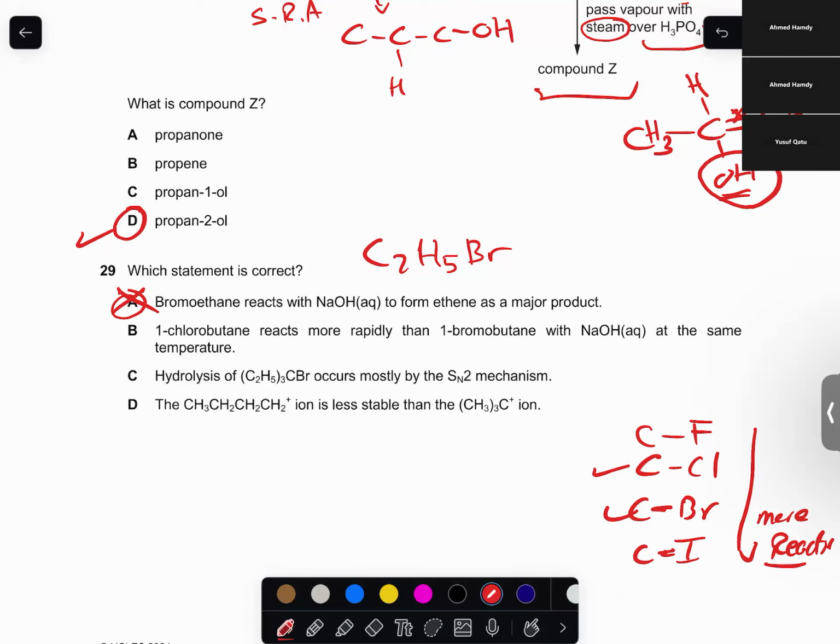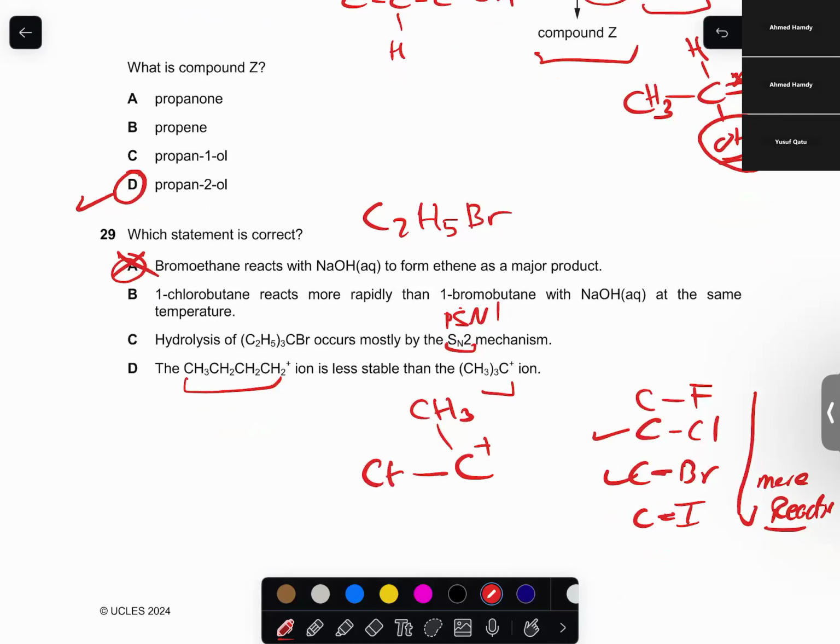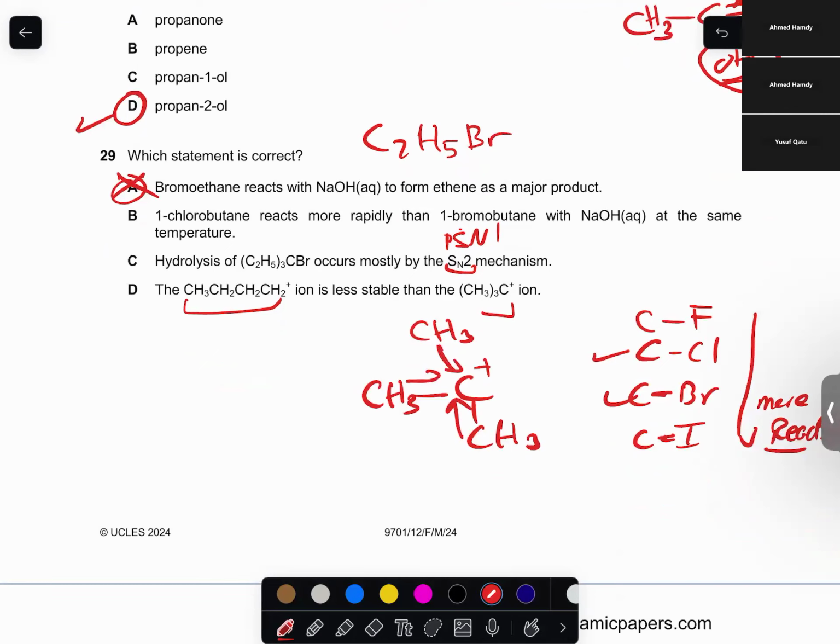This is a tertiary halogenoalkane, so it reacts only by the SN1 mechanism. This is tertiary, and SN2 for primary. This carbocation CH3CH2CH2+ ion is less stable than this one, of course, because this one is a tertiary carbocation, and we said that the tertiary carbocation is more stable because these three methyl groups are electron donating, so it has more positive inductive effect. So D is right.